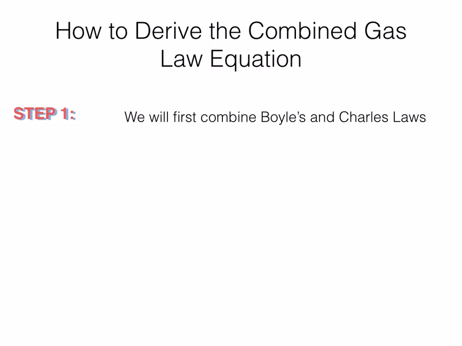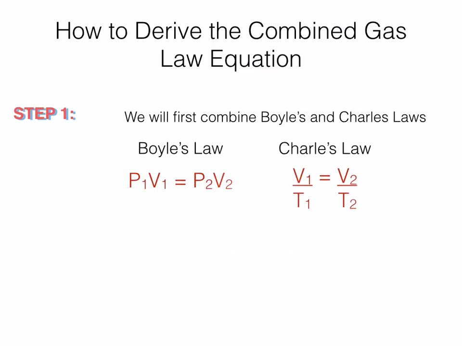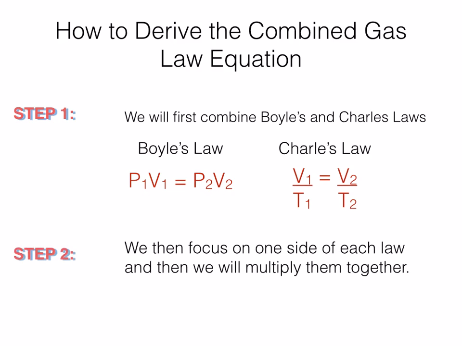Well, the first step we take is we take Boyle's law and Charles' law. So here's Boyle's law, here's Charles' law, and we're only going to take a look at the left side of the equation. That doesn't mean that we're going to abandon the right side. It just means that, for the purpose of demonstration, I'm just going to look at the left side. But you're going to be doing the same exact thing to the right side. So the next thing that we're going to do is we're going to multiply both of these sides.